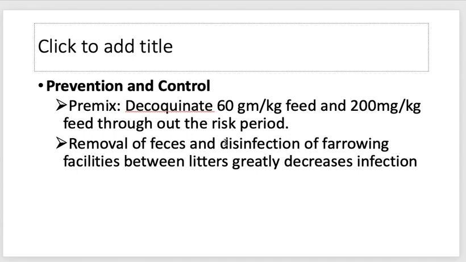Removal of feces and disinfection of the farrowing facility between litters is very important and greatly decreases infection. The farrowing facility is the area where the pigs are put so that they can give birth to their piglets. Farrowing ni maeneo ya mazalia, sehemu ambazo nguruwe wanawekwa kwa ajili ya kuzaa, zinaitwa farrowing facility. So for those farrowing facilities, removal of feces and disinfection is very important in order to remove coccidiosis infection.